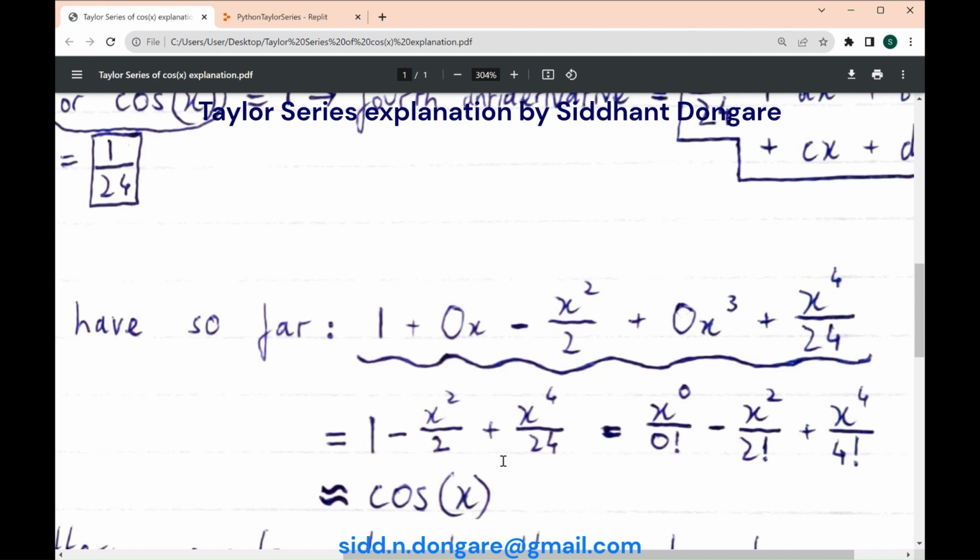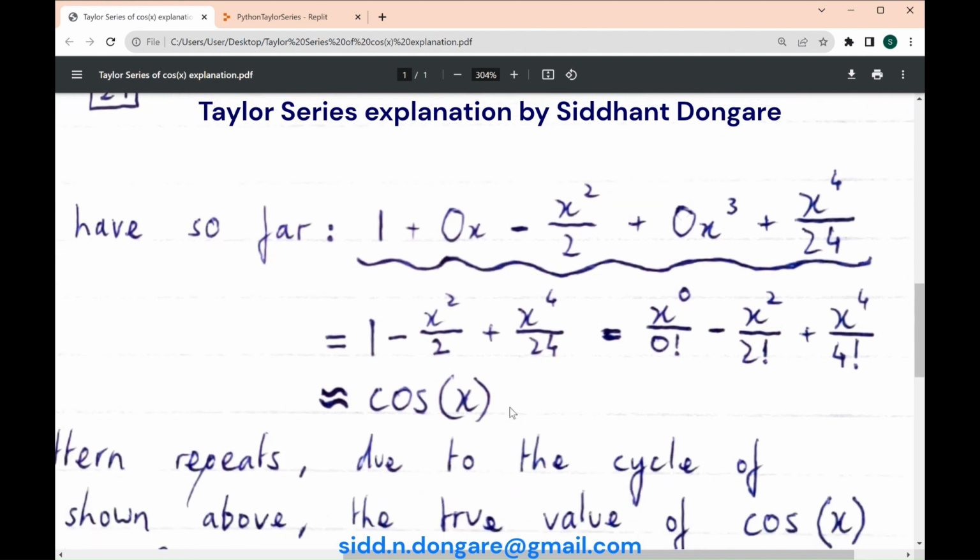And because the cycle repeats, we know that this pattern will repeat. And we know, again, that factorials are going to be used, because factorials are very, very important in finding derivatives. So here we have an approximation of the cosine of x. Now the important thing to remember is that this is an approximation right now, because we haven't added all the terms yet.